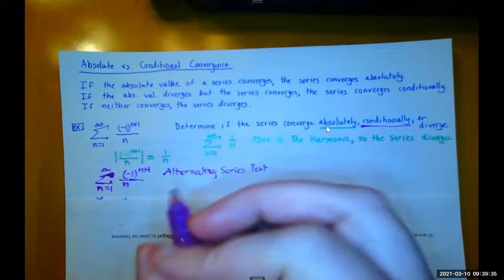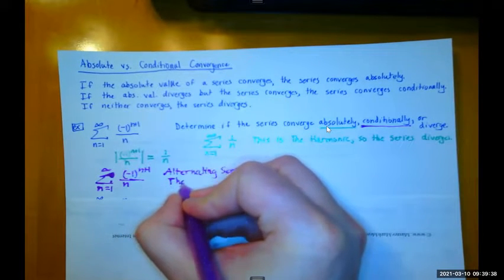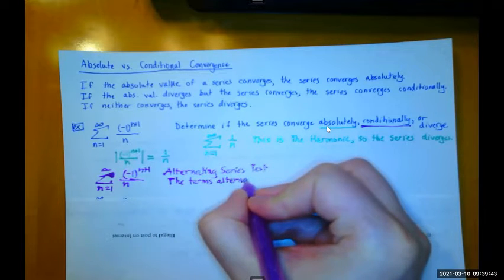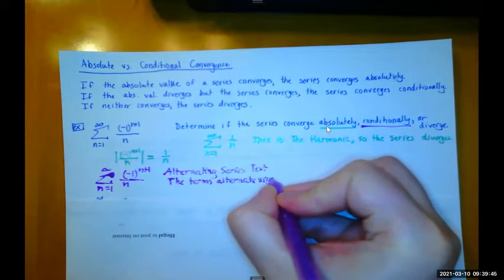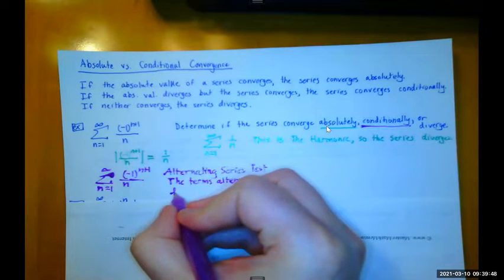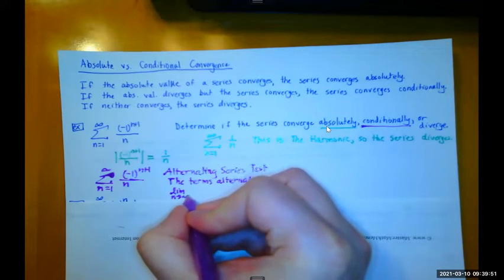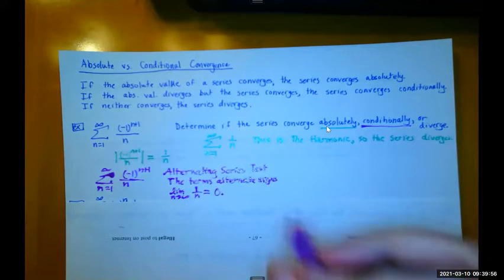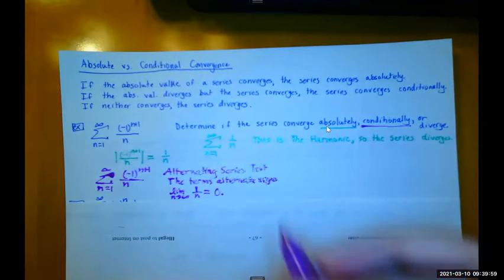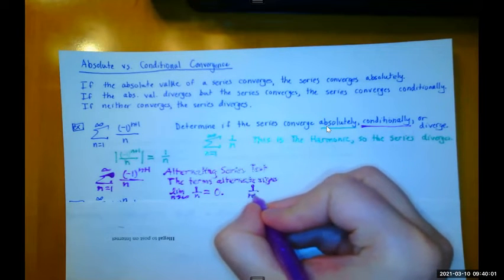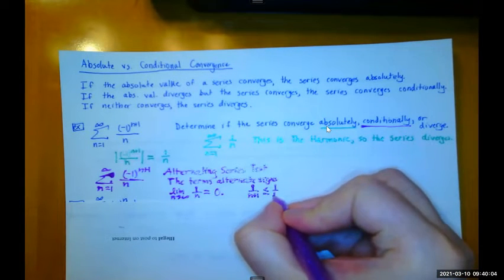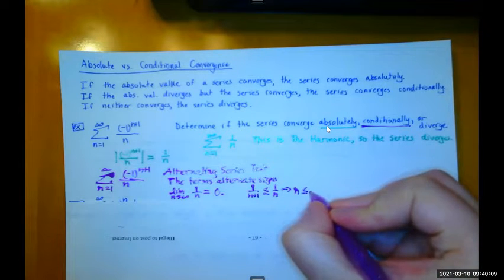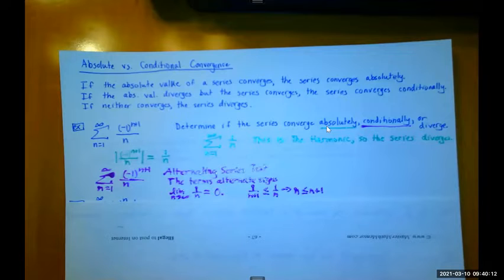Okay, since I'm applying the alternating series test, the terms alternate signs. The limit as n approaches infinity of the absolute value of the nth term is 0. And the terms are decreasing. How could I know this? Well, if I look at this compared to this, we could try cross multiplication. I think you'd agree that n is always less than or equal to n plus 1.